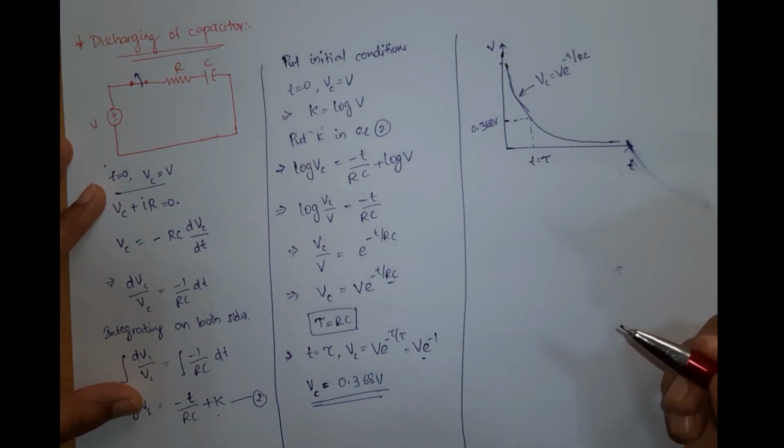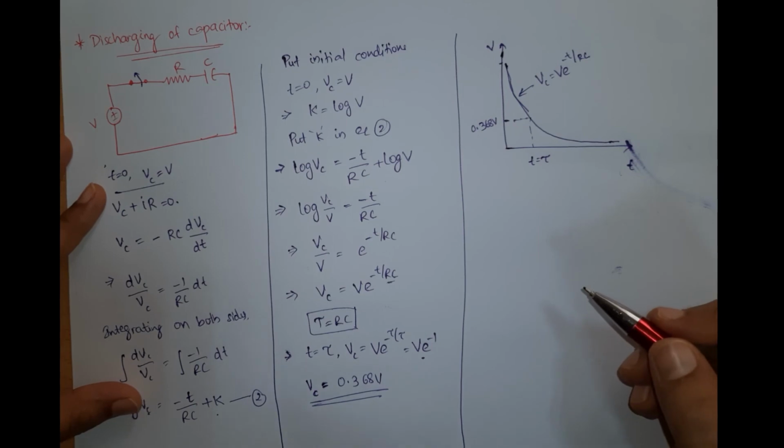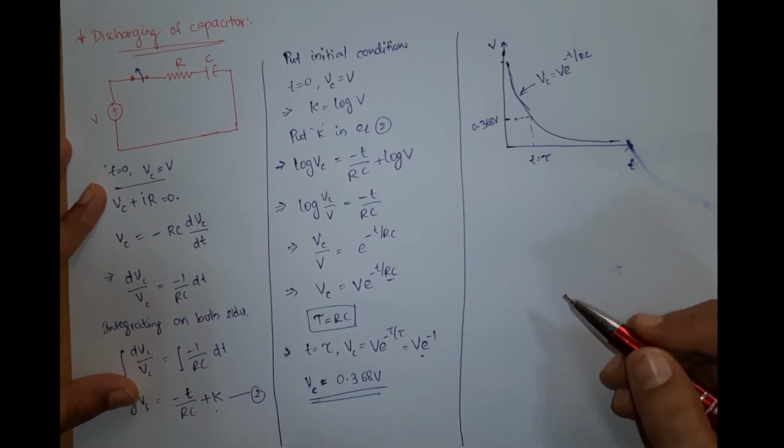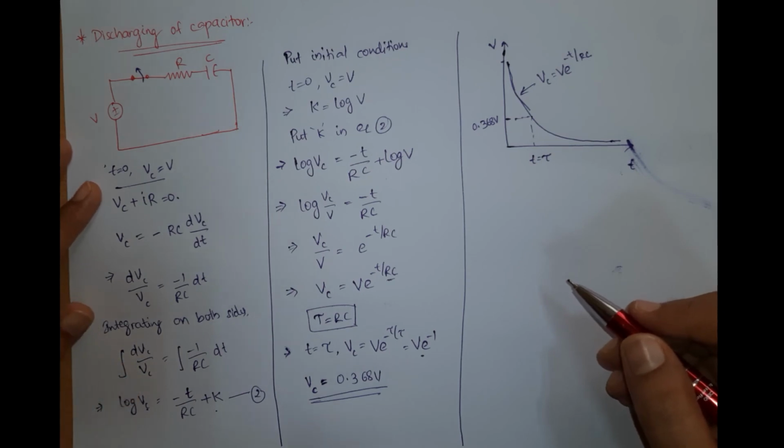So this is about charging and discharging of the capacitor in an RC circuit. Hope you have understood the time domain analysis of RC and RL circuits with respect to time. Thank you.